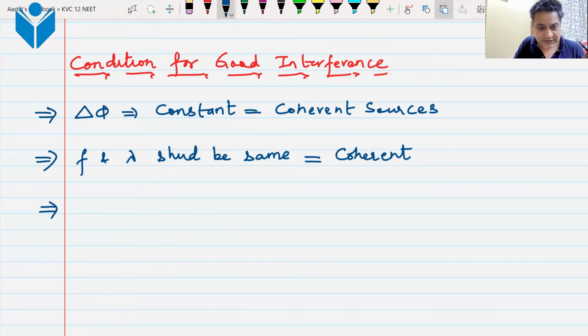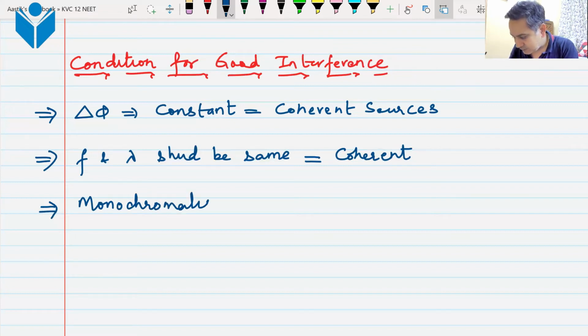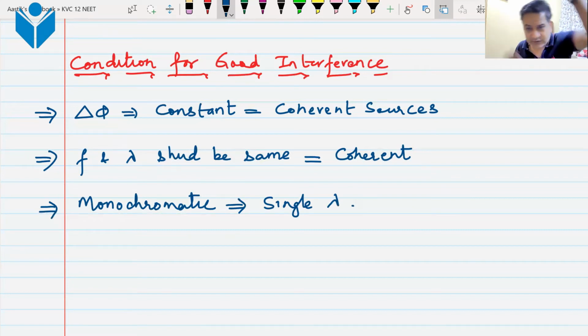Okay, frequency and wavelength should be actually equal. We have written this thing twice. We are still writing it. The light must be monochromatic. Monochromatic means the light must be of a single wavelength. If you have multiple wavelengths, different lights, you will not get good interference. Everyone understands this, yes or no?